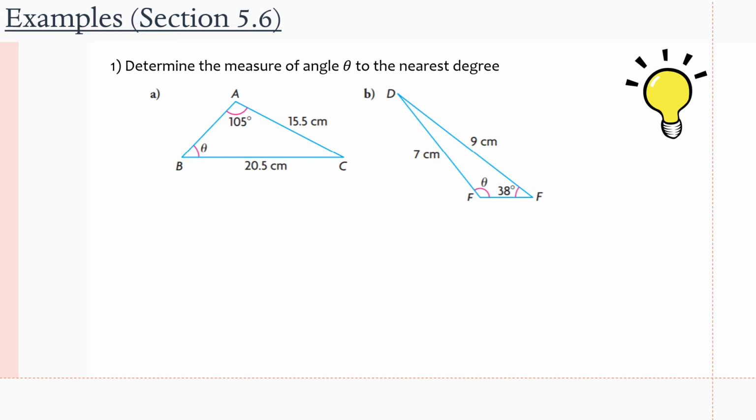Here we have number 1. It says determine the measure of angle theta to the nearest degree for A and B. Okay, so let's do A first.